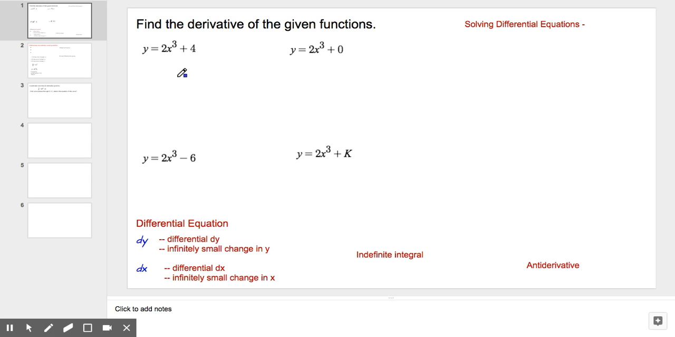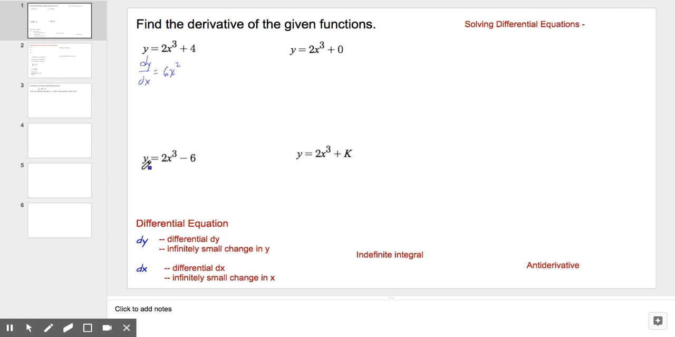Let's find the derivative of the given functions. So first function here, y equals 2x cubed plus 4. We know that dy over dx is equal to 3 times 2 is 6, and then x cubed becomes x squared, plus the derivative of 4 is 0, which we don't have to write down.